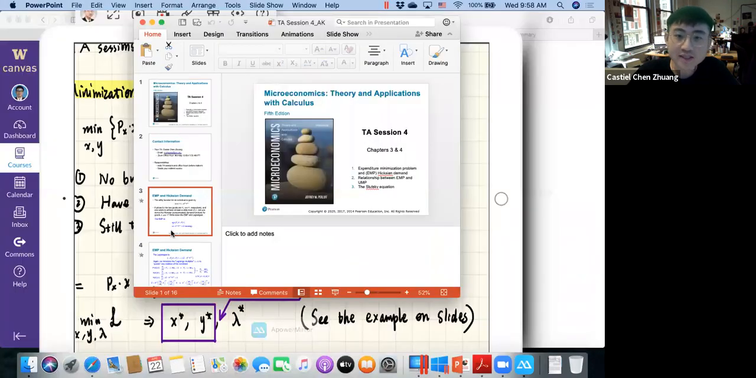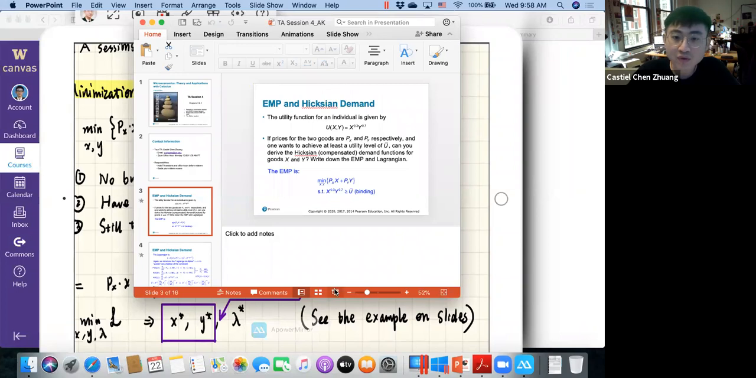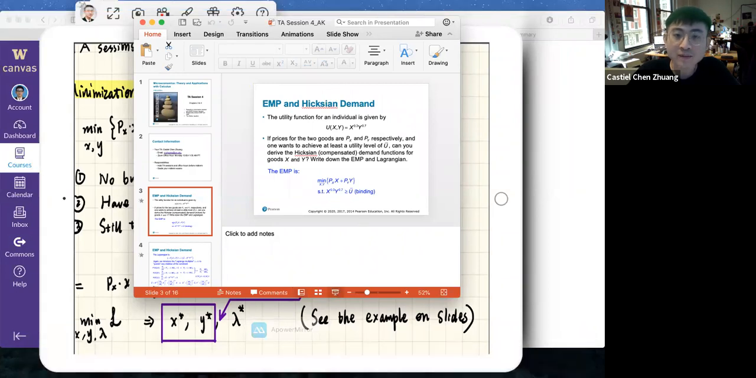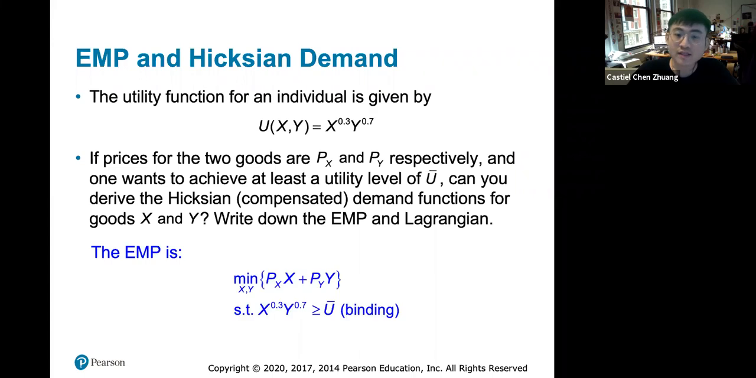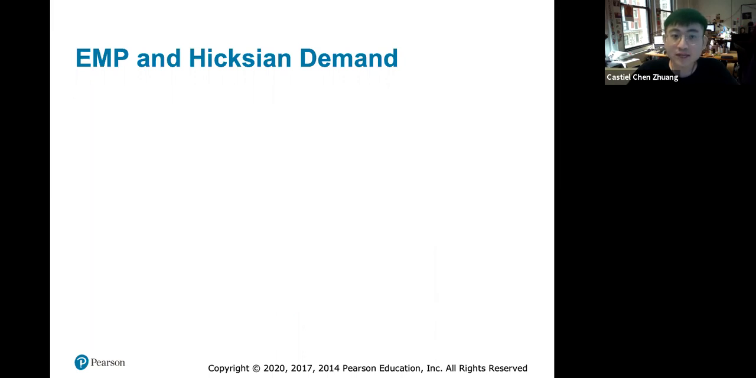So in these TA slides, I'm giving you an example of a Cobb-Douglas utility function. Here, the utility function is x to the power of 0.3 times y to the power of 0.7. So we can write the expenditure minimization problem as this. And we can write out the Lagrangian following this standard procedure.